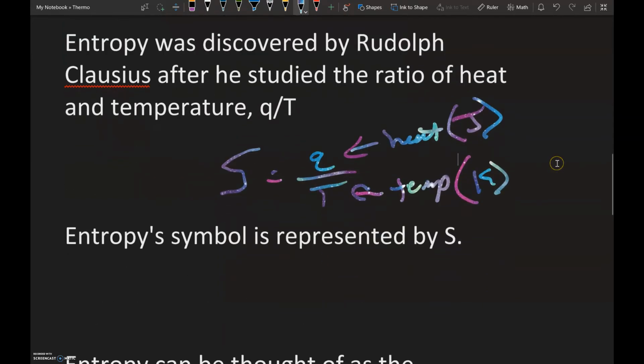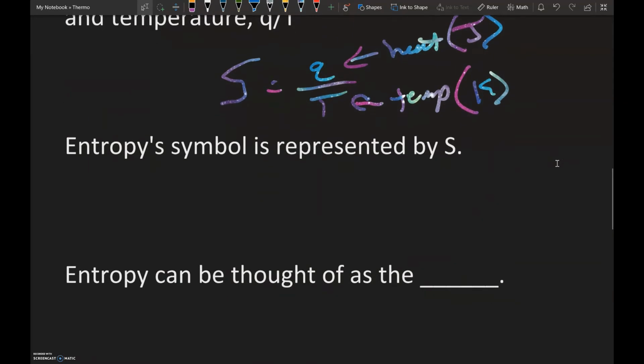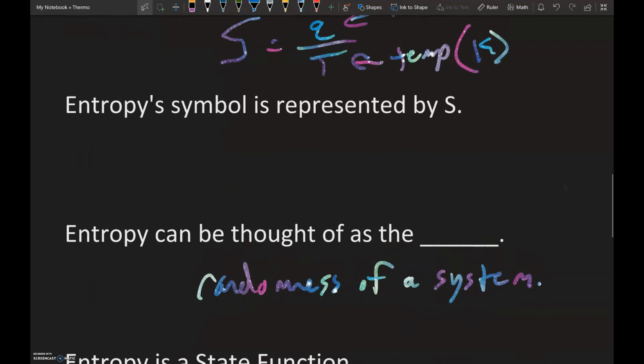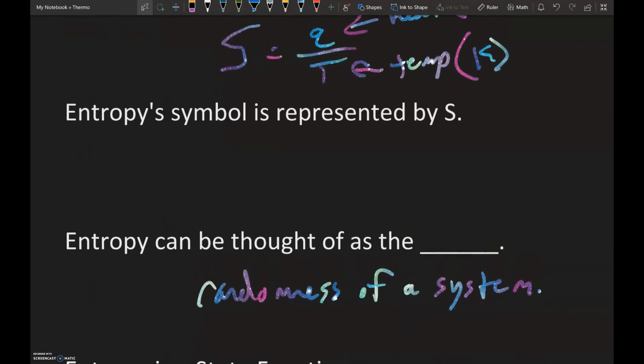So entropy can be thought of as the randomness of a system. I oftentimes like to say that entropy is disorder. Disorder is randomness of a system. As we start to talk about randomness, an example would be the cleaning of your room. And in this case, we're going to say dust.